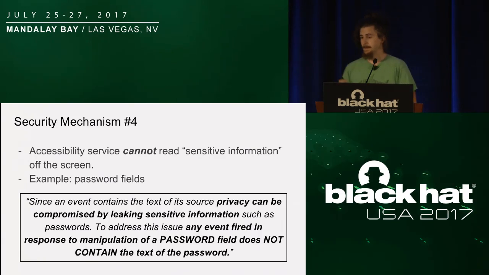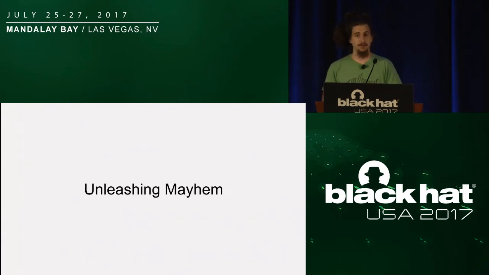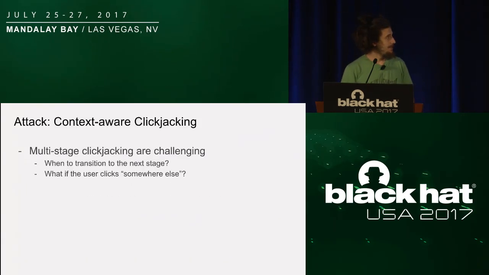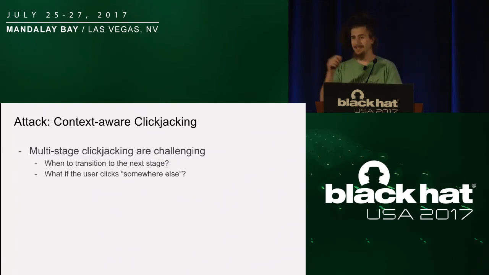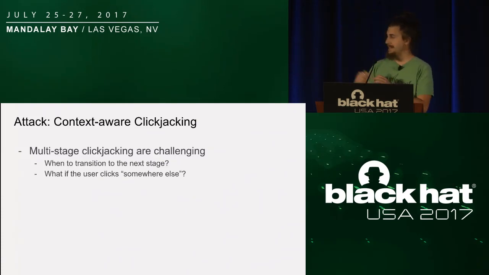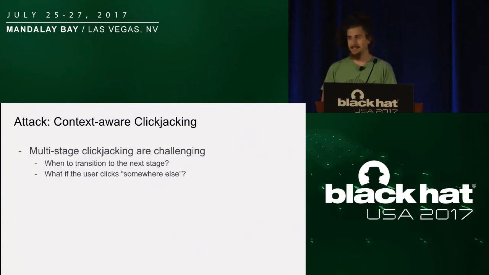Okay? Good. Now I'm ready to show you what we found. I'm going to start with an attack we call context-aware clickjacking. And clickjacking can be tricky when you need to have multi-stage settings. The question is, where did the user click? Should I move to the next stage or not? And things like this. So what if the user clicks somewhere else? Do I need to reset myself?